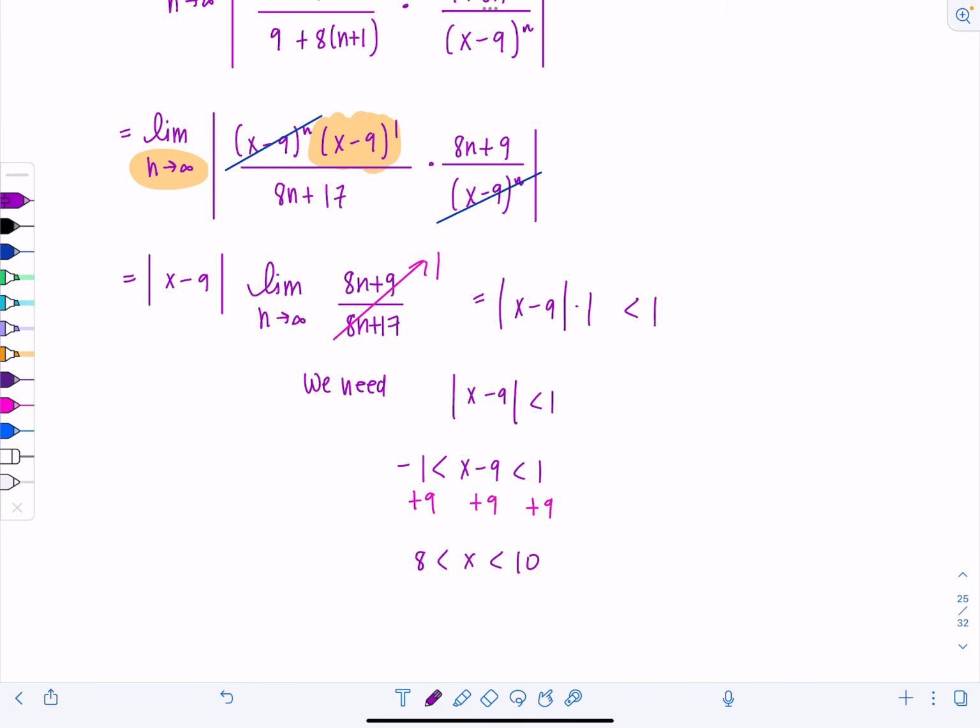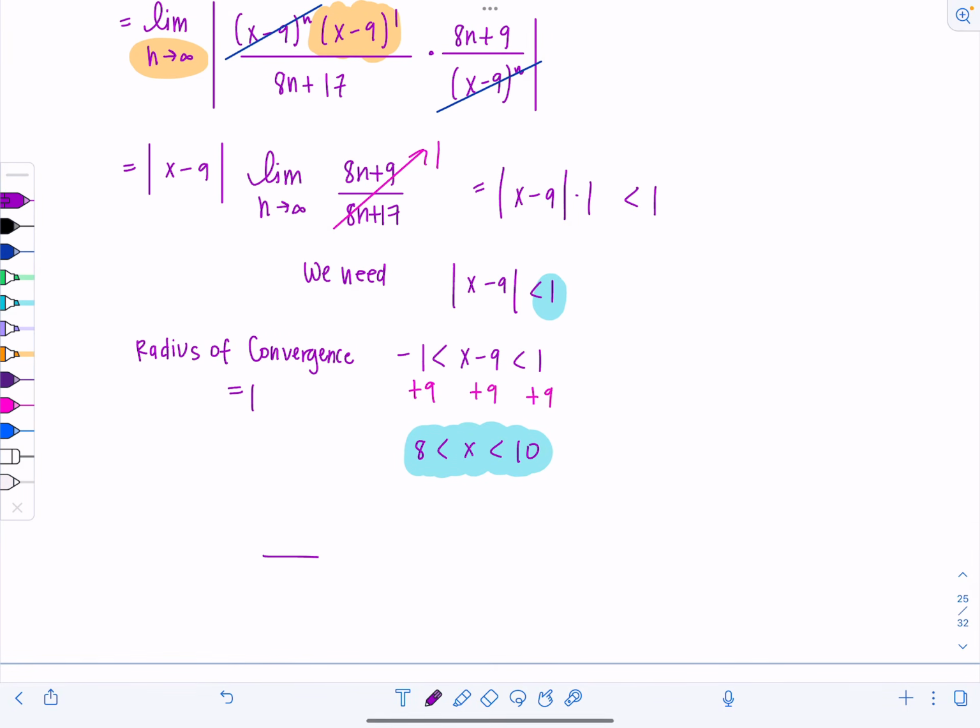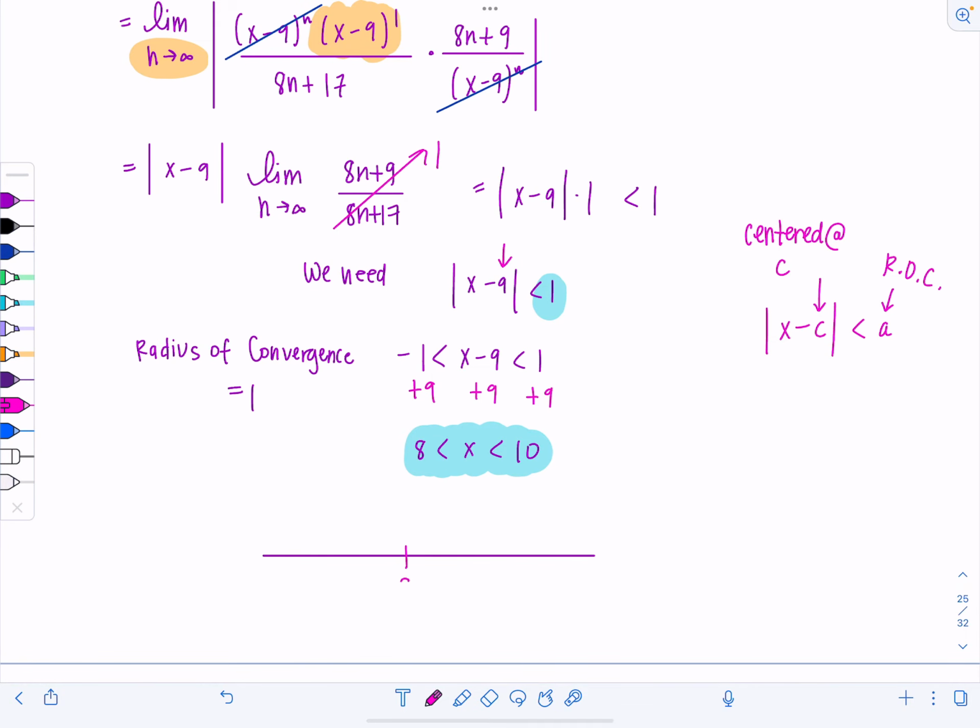So the radius of convergence, ROC, is 1. It's this number right here. Now, x has to be between 8 and 10, and it is centered at 9. Centered at 9 because, see how it's x minus 9? So it's always the absolute value of x minus c is less than a, where a is the ROC and c is the center. So basically what it looks like is here's 9, here's 8, here's 10. This is a 1. That's why we say the radius of convergence is 1.